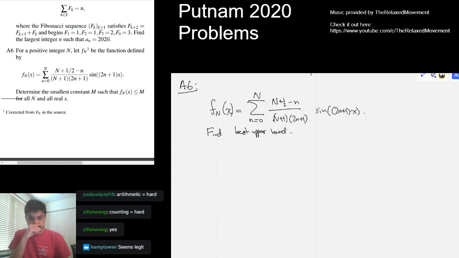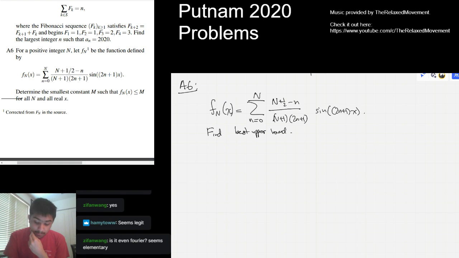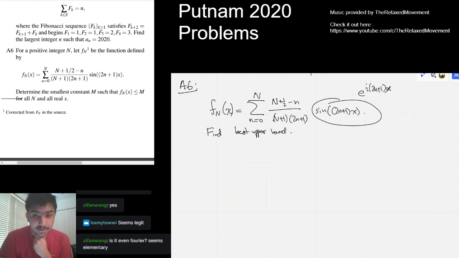Okay, man, I'm just going to say this looks very hard. Yeah, it's not Fourier. I mean, I'm just saying you're adding some sines, so it looks like Fourier. I bet what we're going to do is write this thing as this, and then you just take the imaginary part, and then you sum an arithmetic-geometric series. Is it even doable? Let's say I do it like this.